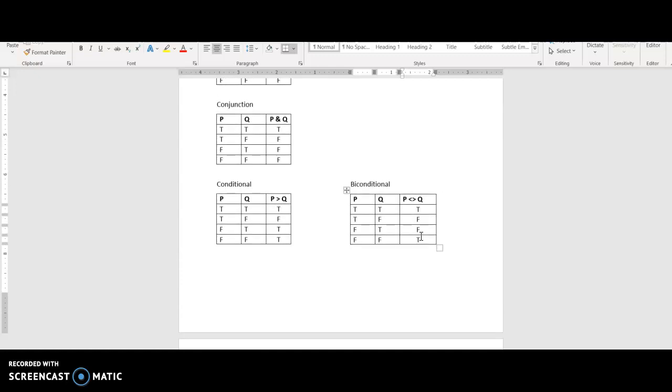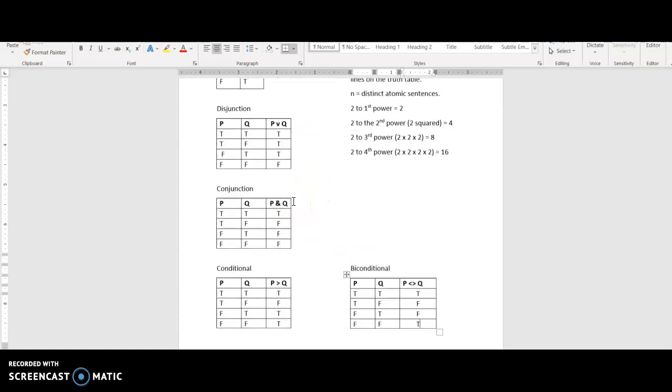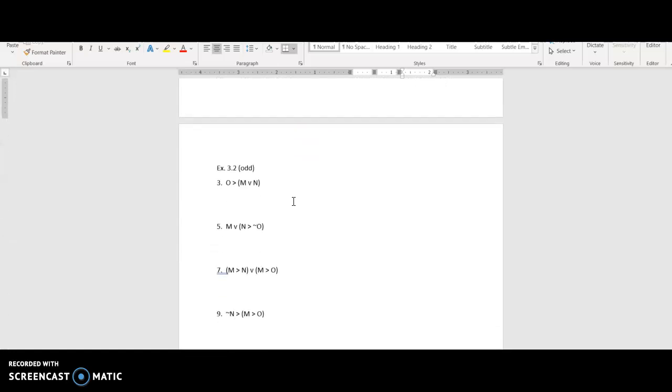All right, so those are the truth tables for the operators you need to know to do these kinds of problems, right? The other thing you have to be able to do is identify the main operator, which I did talk about in some detail in the last video. The main operator is the one that has the widest scope. A simple rule for number 3, there's only one operator outside of parentheses, so that's the main operator.